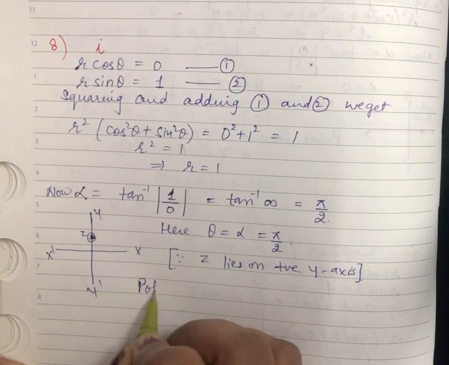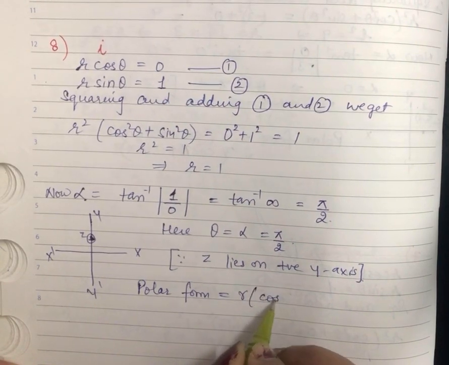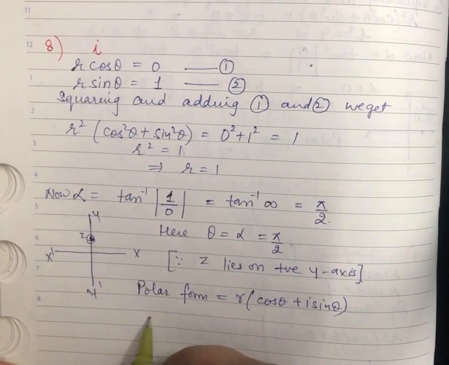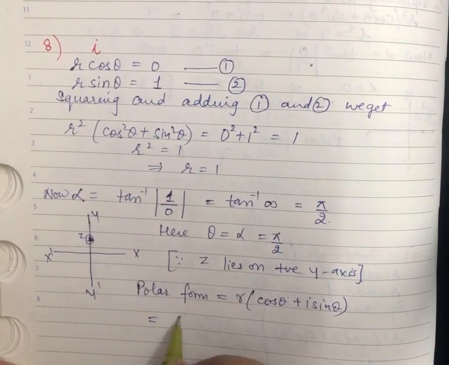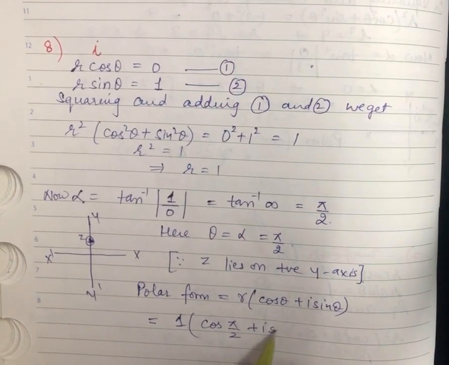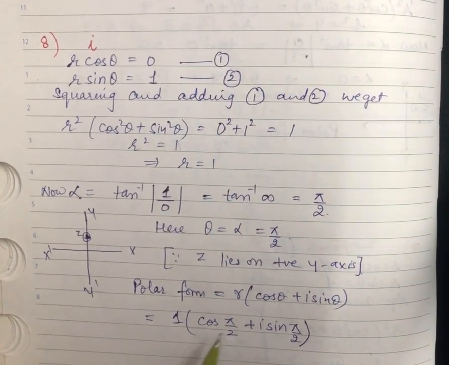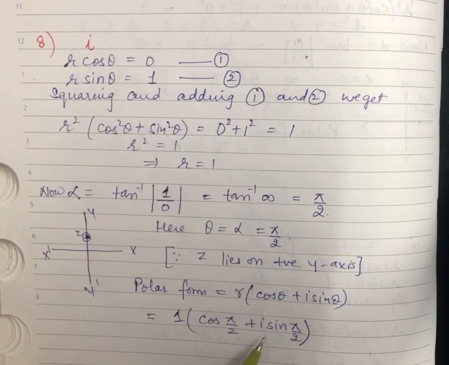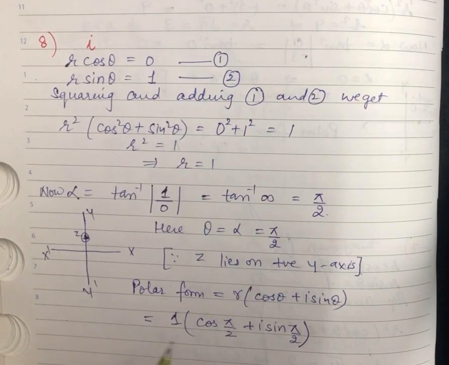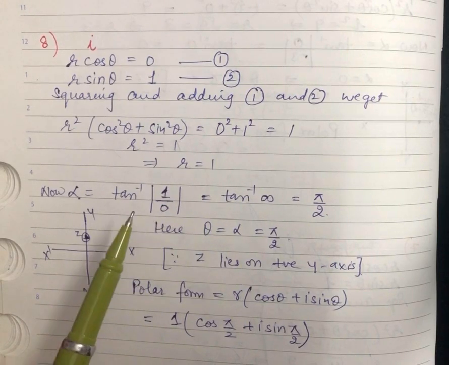So the polar form is r cos theta plus iota sin theta, which is given by the value of r is 1 and cos pi by 2 plus iota sin pi by 2. So this is the required polar form, and with this this exercise is completed. Exercise 5.2.